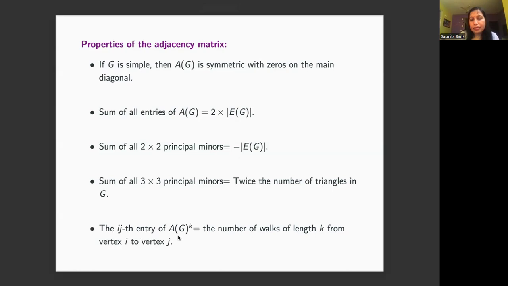And this is a result that we had used also. It says that if you take A_G to the power k and look at the ij-th entry, that gives exactly the number of walks of length k from i to j. This is again a very classical result, and it is very useful also. So these 5 things that I wrote here are things where, looking at the adjacency matrix, I can say about the graph structure, how much I can say just looking at the entries.